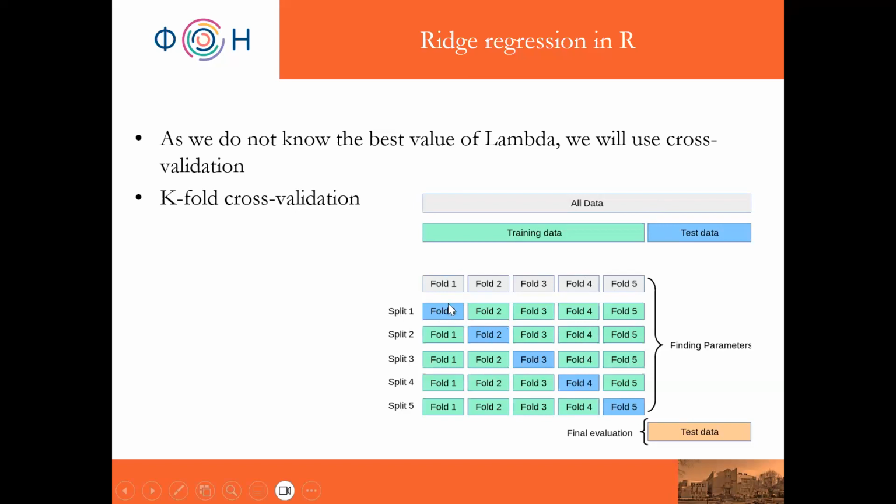If we divide our data into five folds, in one run one part is going to be test data, and the other four are going to be training data. So each fold is going to be both training data and test data. Based on our cross-validation, we will try to find our best lambda.